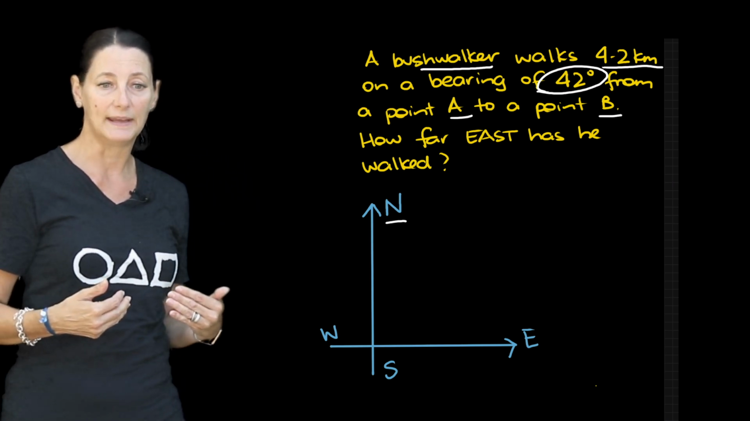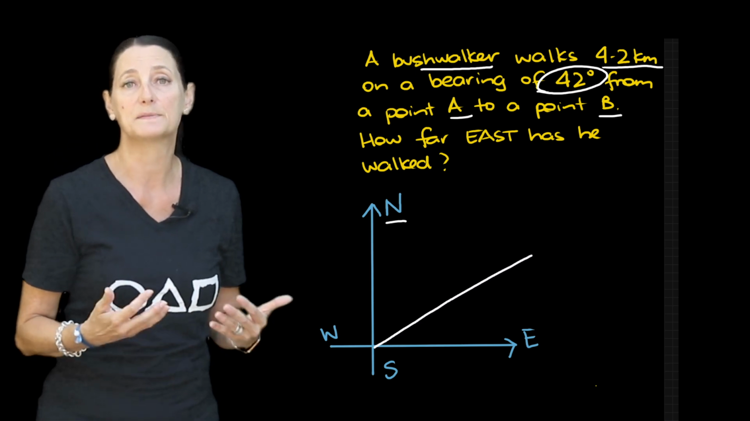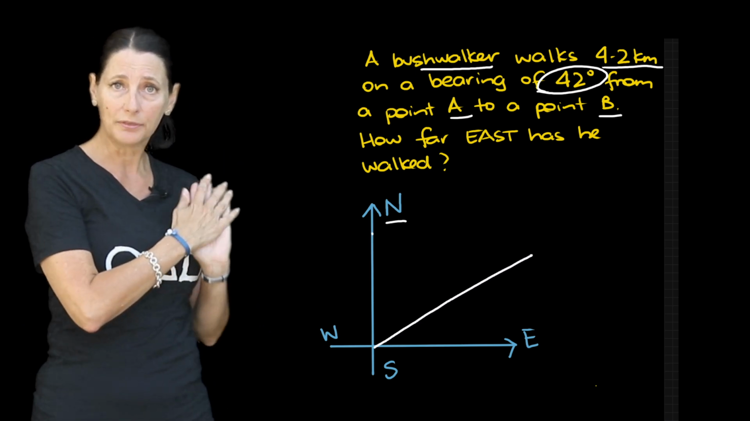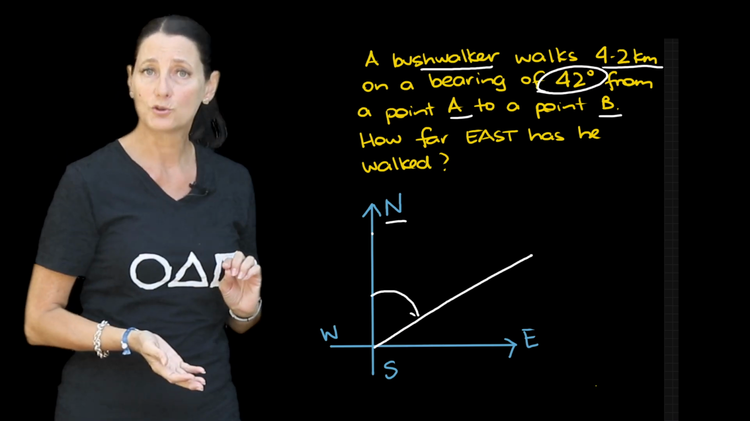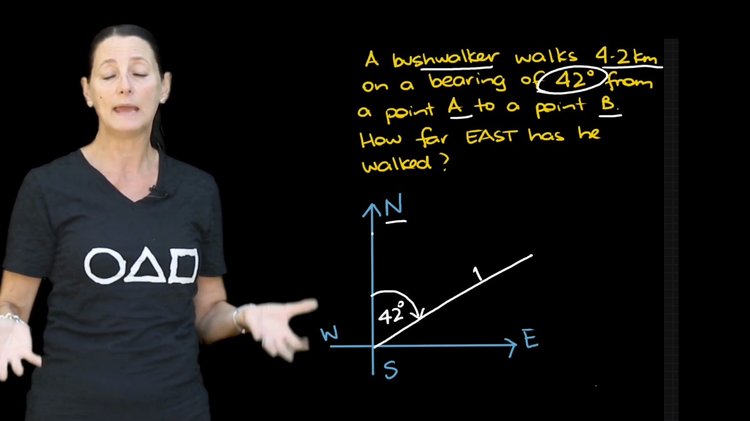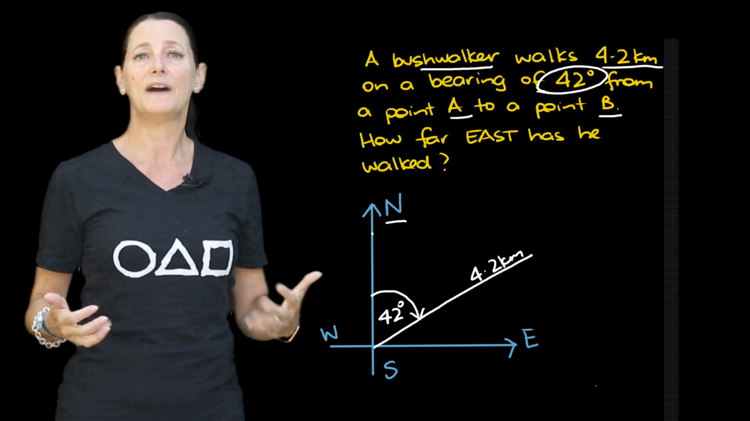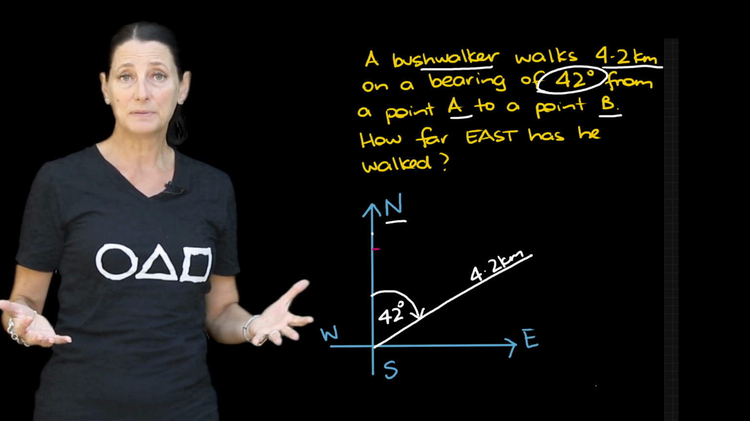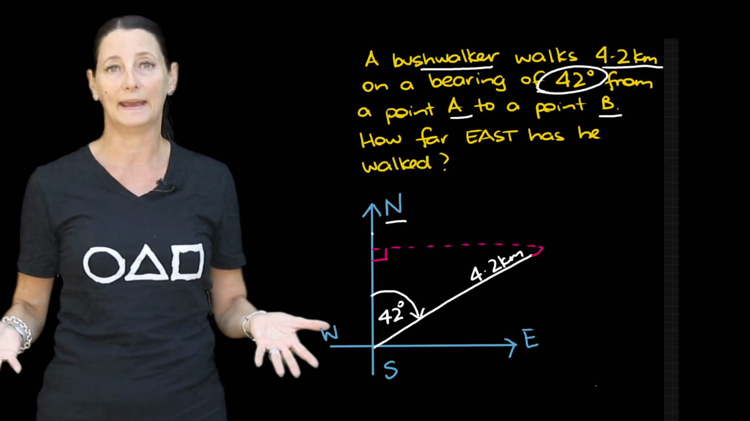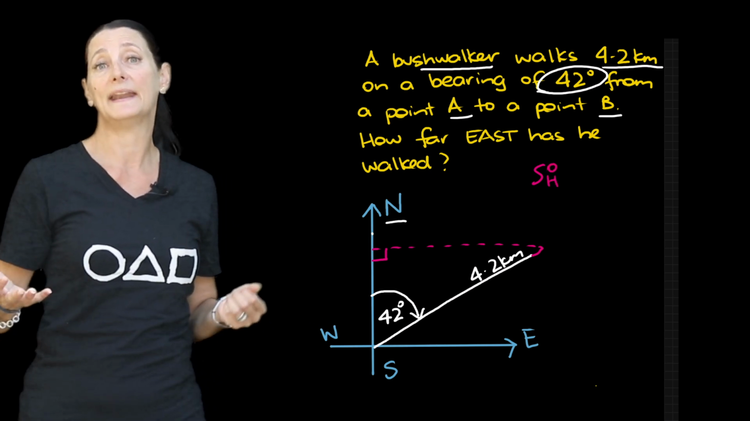Okay, reading the question again. I'm a bushwalker and I'm walking 4.2 kilometres on this bearing. Well, it's 42 degrees, so I'm going to start from north. I'm going to go all the way around to a 42-degree angle and I'm going to draw a line which we call a ray and label that line 4.2 kilometres. Now, the question is how far east? So looking at my compass point, I need to draw my horizontal line in so I can create my right angle triangle. We don't know how far east we are, so why don't we label that as x?